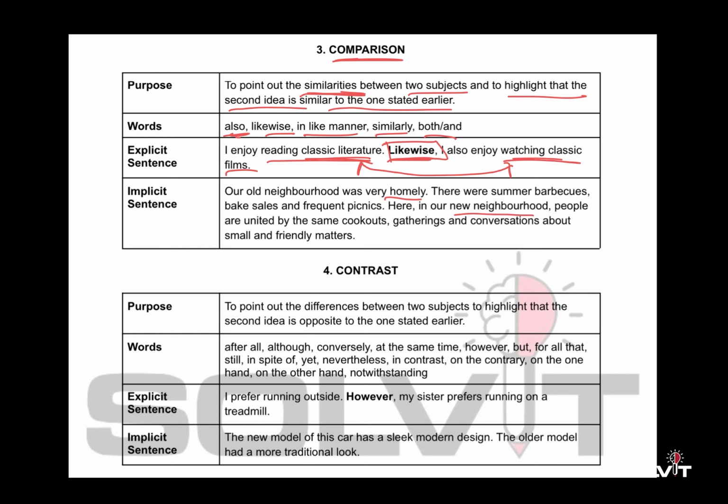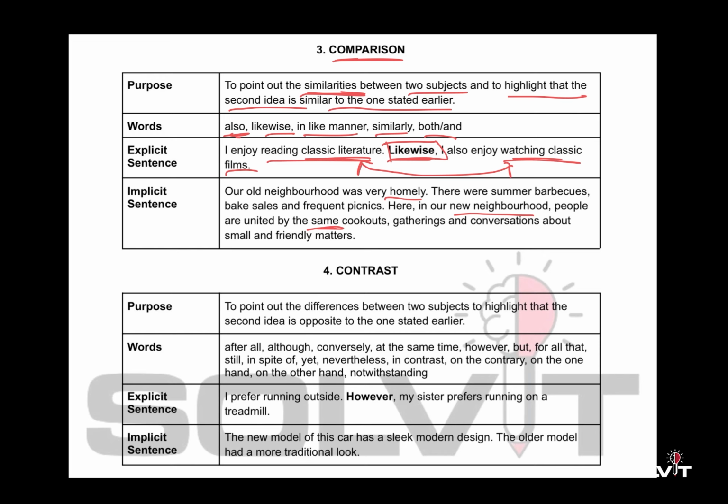Here in our new neighborhood, people are united by the same cookouts, gatherings, and conversations about small and friendly matters. So now, as you might notice, there are no specific words or phrases used in these sentences that can tell you that the writer is comparing two subjects.